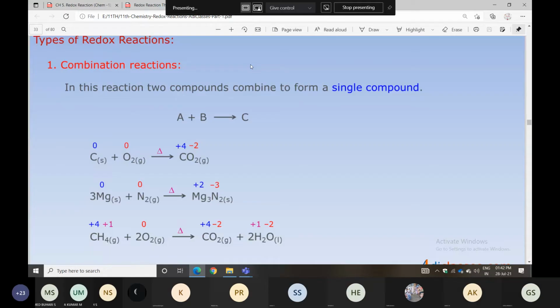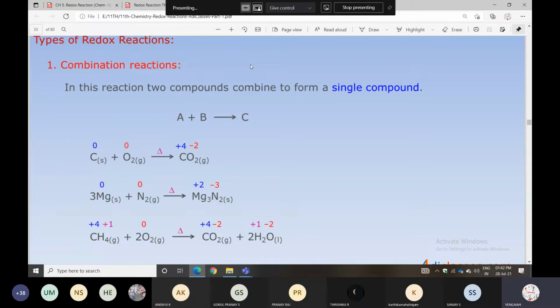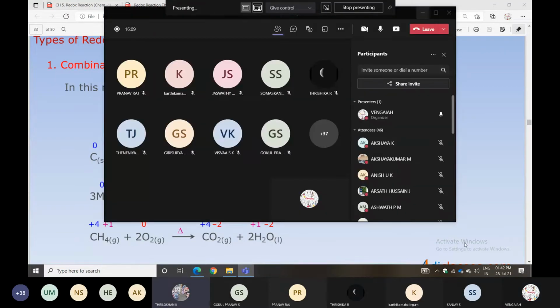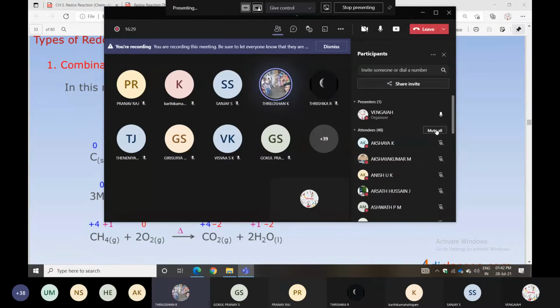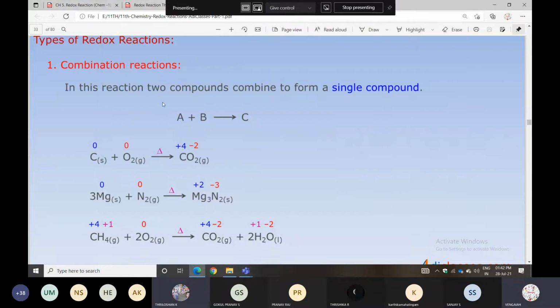Last class we discussed types of reaction, types of redox reactions. In total we have 4 types. That is combination reaction, decomposition reaction, displacement reaction, and disproportion reaction.